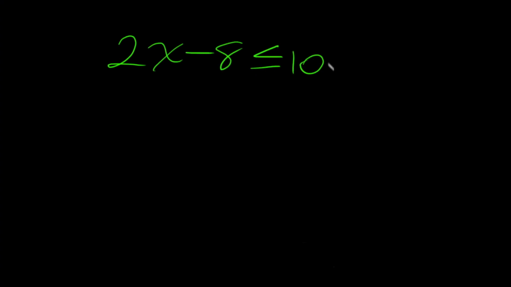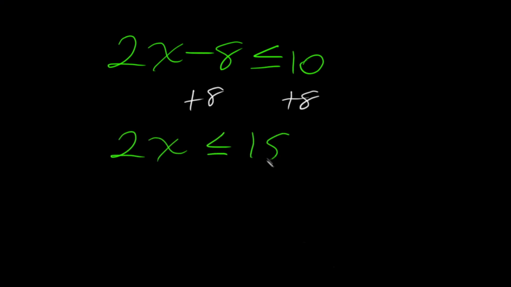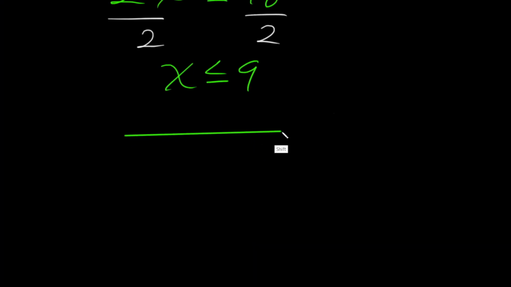So far, we've only seen one-step inequalities. This time we'll try a two-step. Say we have 2x minus 8 is less than or equal to 10. Again, we're just treating this like a normal equation where we have to isolate the x. So our first step would be to add 8 to both sides. Now we have 2x is less than or equal to 18. And then we just need to divide both sides by 2 and end up with x is less than or equal to 9. We'll plot this on the number line.